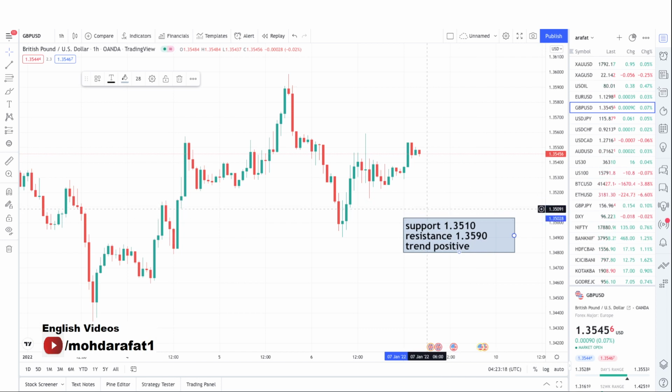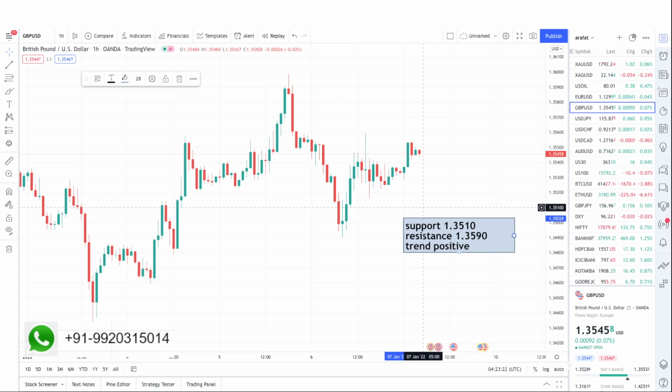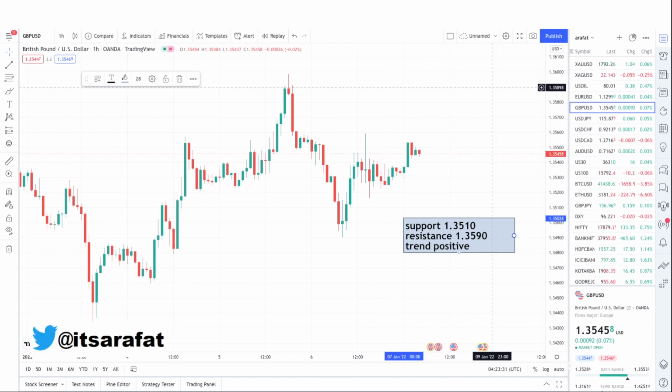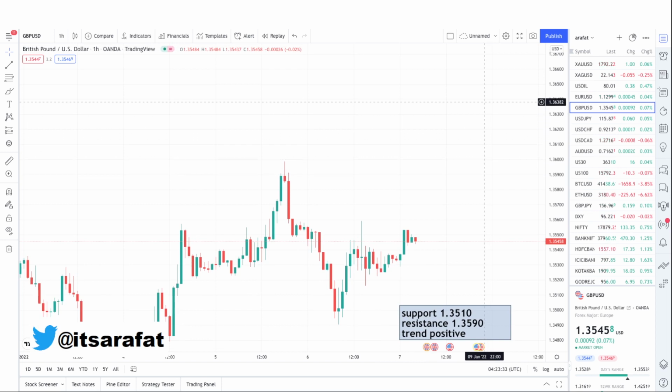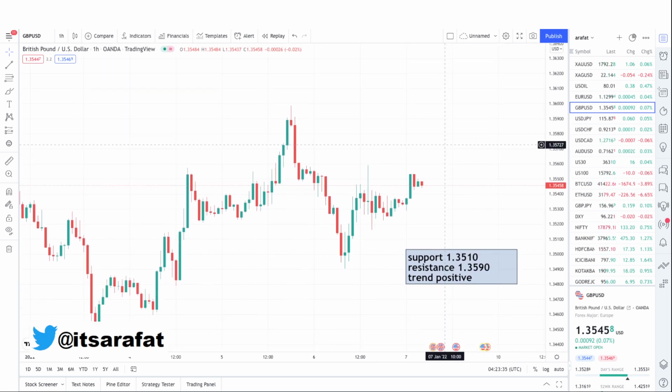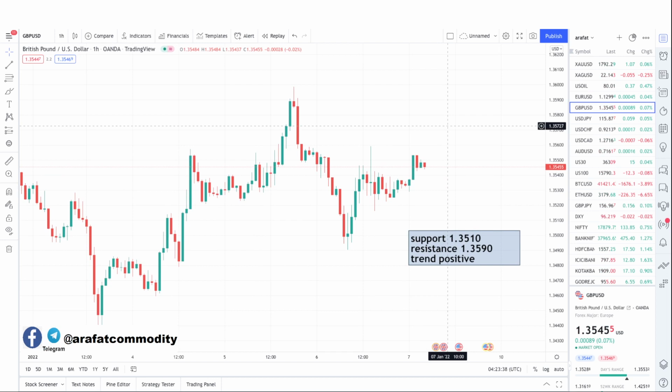35.10 is the support for the British pound today. If the pound breaks and sustains below this support, then expect 34.90 and 34.50. Resistance at 35.90. Above this resistance, expect 36.30 and 36.70. Currently, the British pound is trading in a positive zone, so trade accordingly.